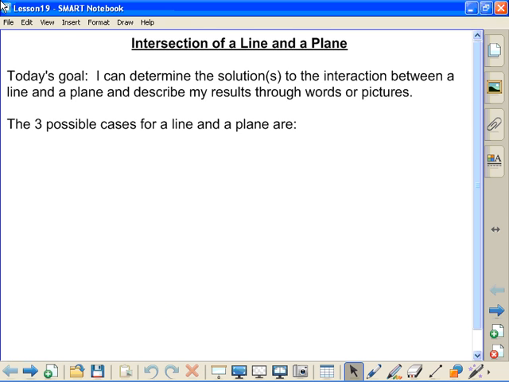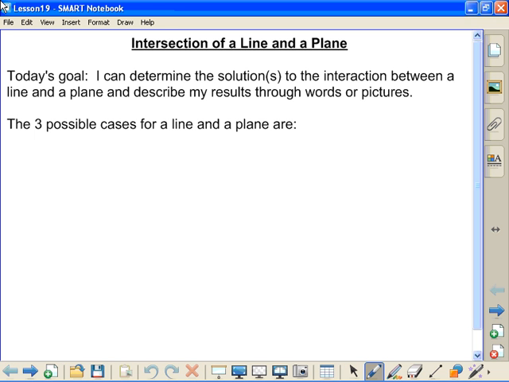Okay, moving along here. Intersection of a line and a plane. So now we're looking at how a line intersects with a plane, and there's a bit of thinking involved here, moving out of that knowledge and understanding. So today's goal: I can determine the solution or solutions to the interaction between a line and a plane, and then describe my results through words or pictures. So it's very important that you can articulate your answer.